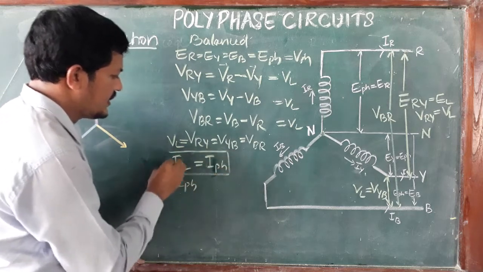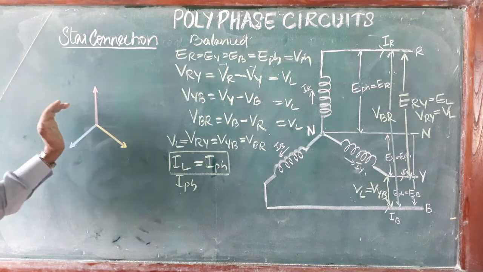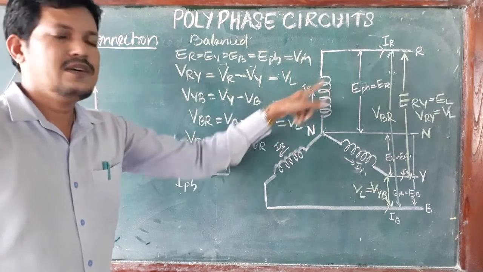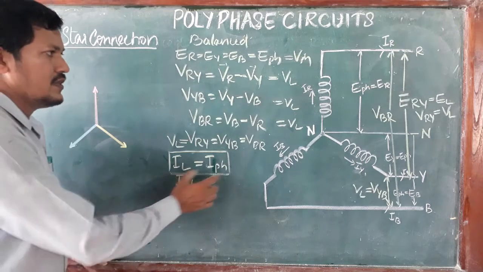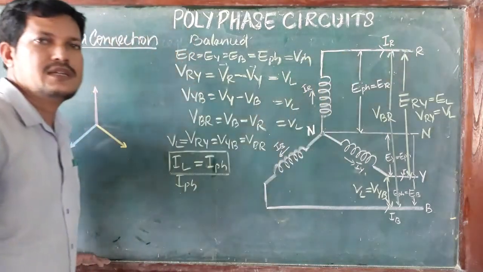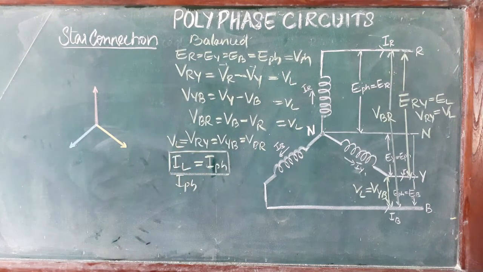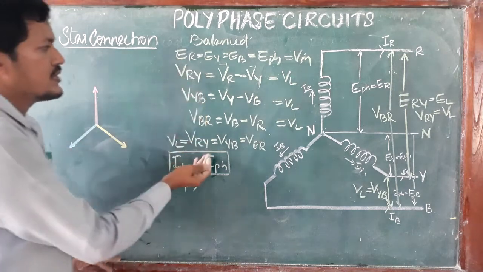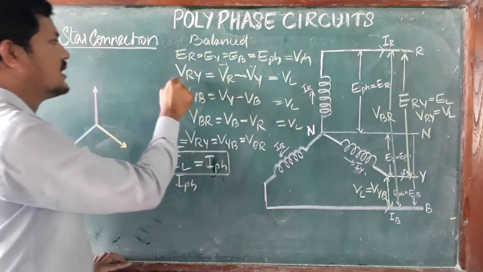That is for the star connection. Another one is the delta connection, where we will get a difference between line and phase current. Here, in star, line and phase currents are equal. How much current flows in the coil, the same appears at the terminal also. So IL, line current, equals phase current.